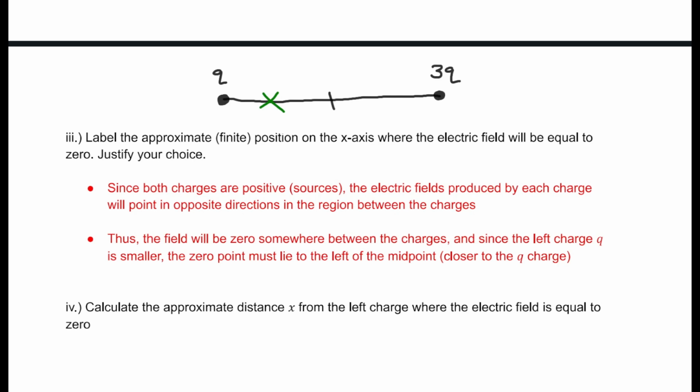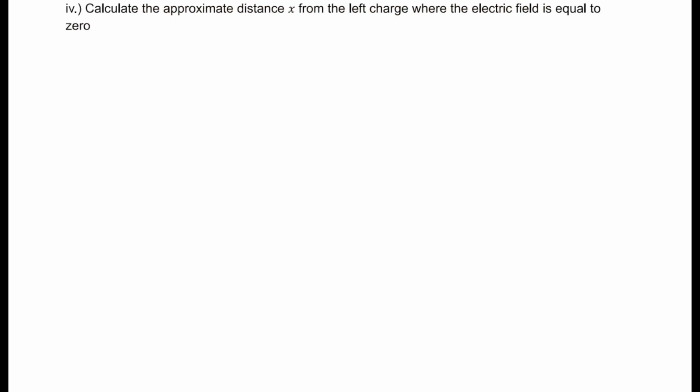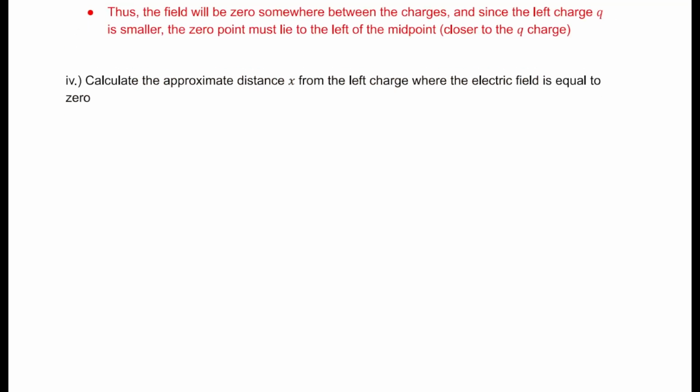And again, we can see this here, where since both charges are positive, the fields will point in opposite directions, so we know it is between the charges somewhere. And the field must be 0 closer to the positive q, because you need less distance to make up for the lower charge. You could also make the argument that if I place it right next to the 3q, it goes left. If I place it right next to the q, it goes right, so there's got to be a 0 spot somewhere.